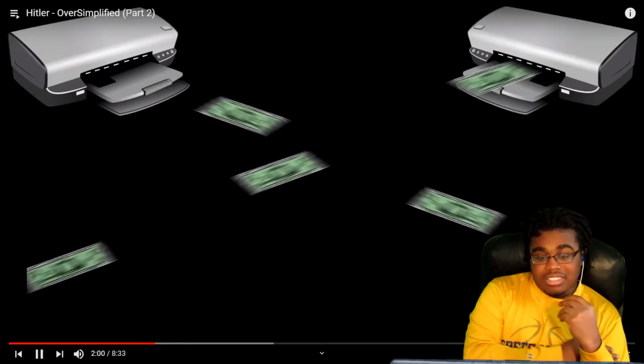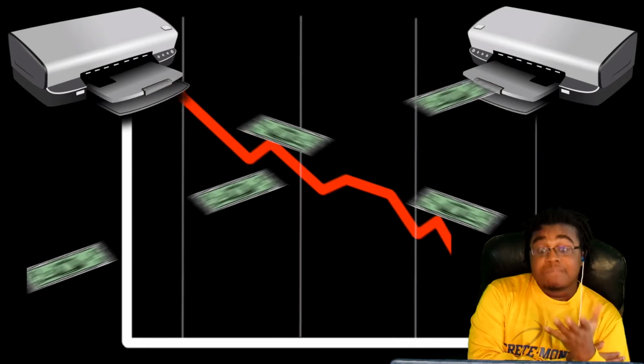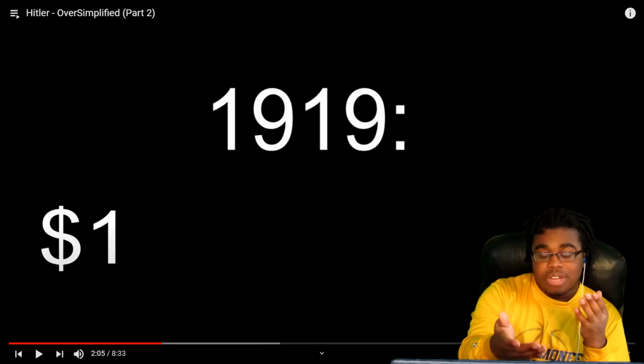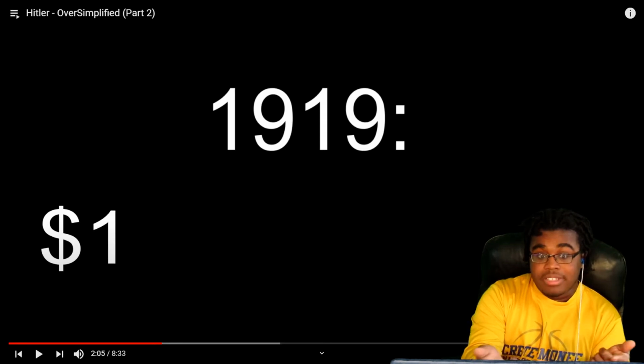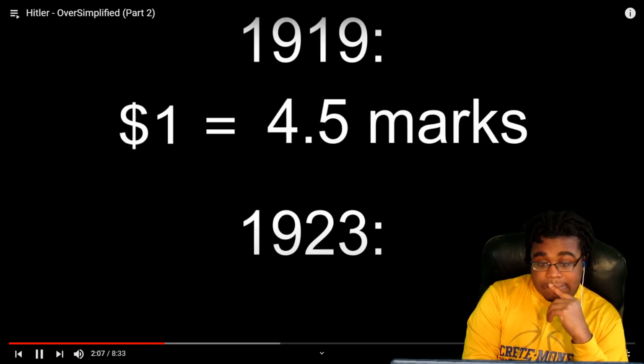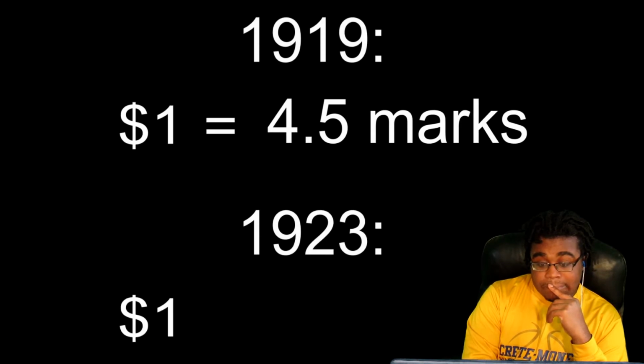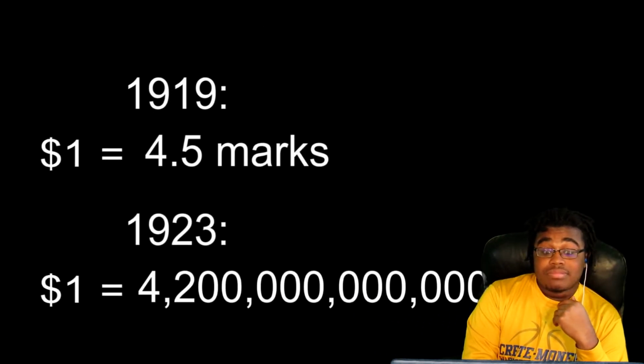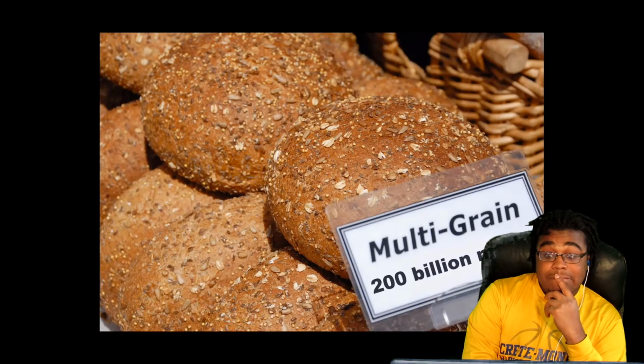So as the country printed more and more money, it became worth less and less, and the currency crashed. In 1919, one US dollar was worth about 4 German marks. By December 1923, $1 was equal to 4.2 trillion marks. The price of bread rose to 200 billion marks.